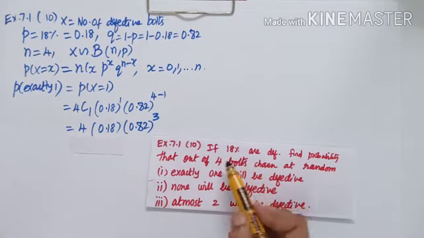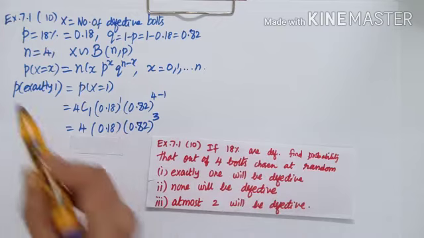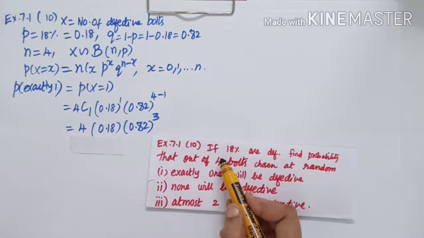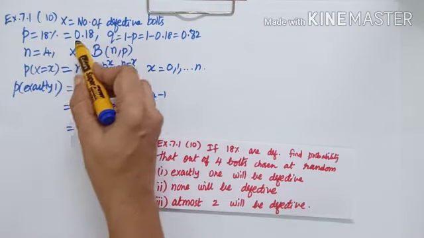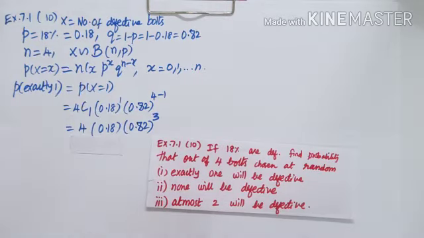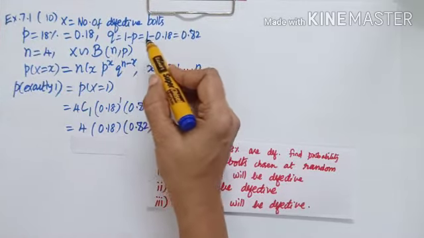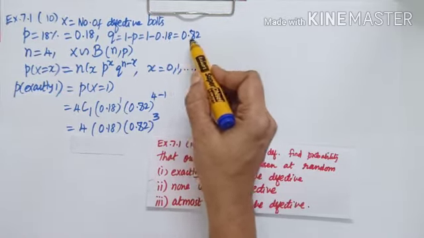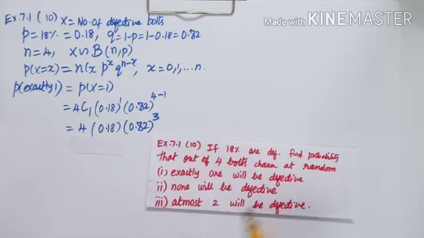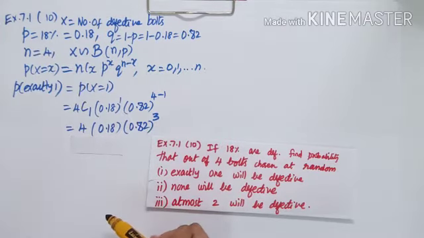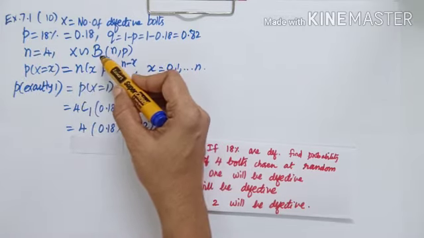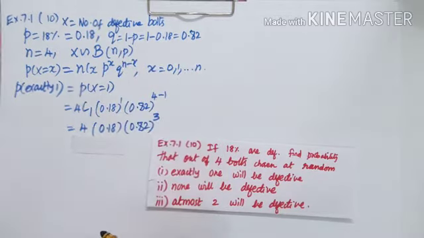Then what percentage is defective? That gives me the probability. So the probability is 18%, which I will rewrite as 18 by 100, that is 0.18. Then what is Q? 1 minus P, that is 1 minus 0.18, it is 0.82. There are 4 bolts chosen at random, so N is equal to 4. Having known N, P, Q, we write X follows binomial with parameters N and P.